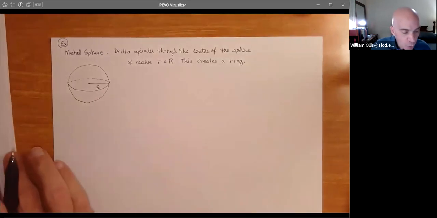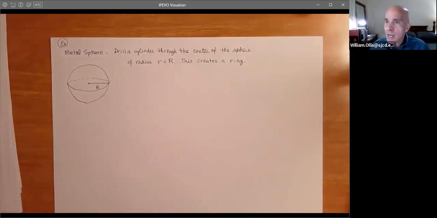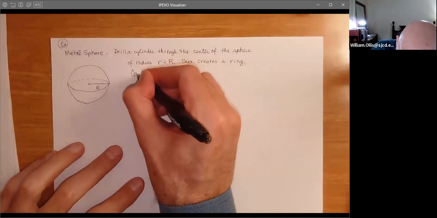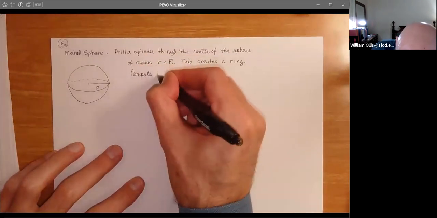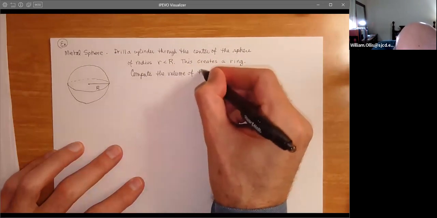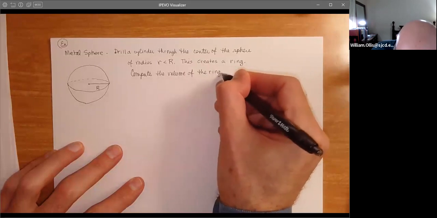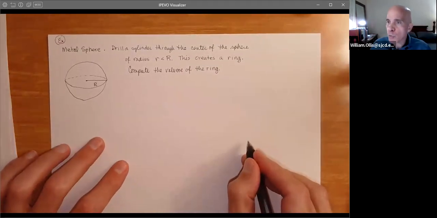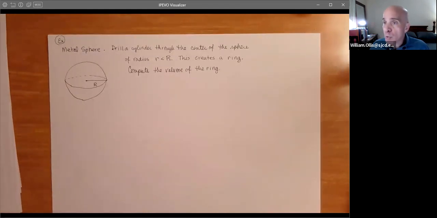And what we want to do in this particular case is figure out, using our techniques, in this case the washer method, the volume of the ring. So compute the volume of the ring. This would be like a formula that you were doing in physics. So what we can do is draw a picture of the cross section of the ring and now forget how we made it and treat the ring as a solid of revolution.